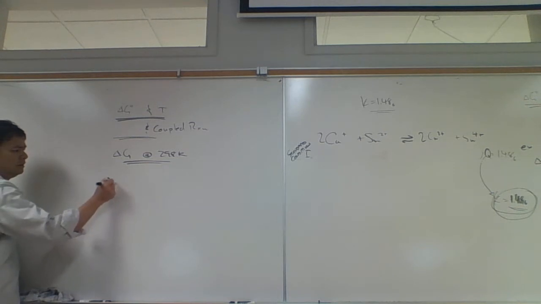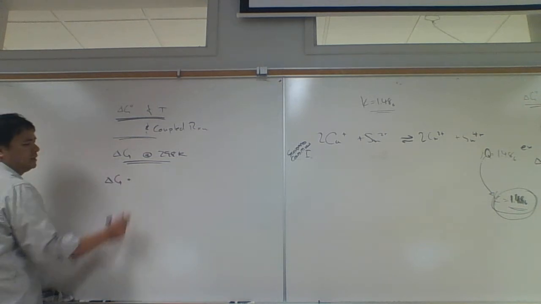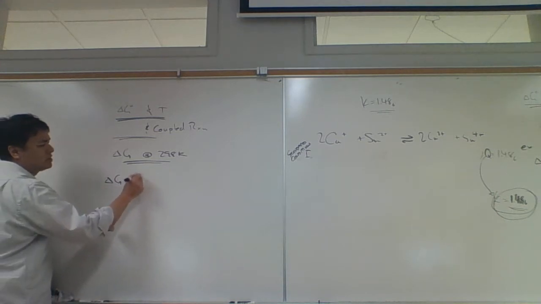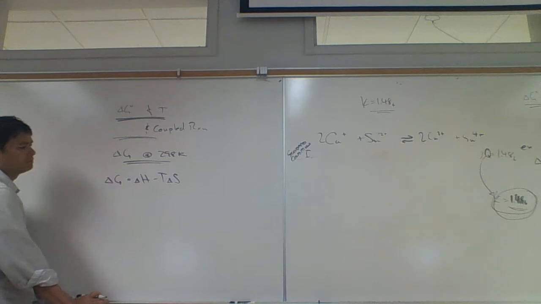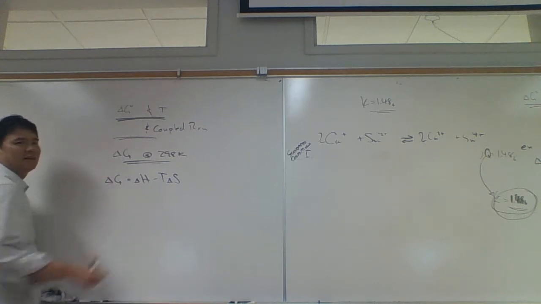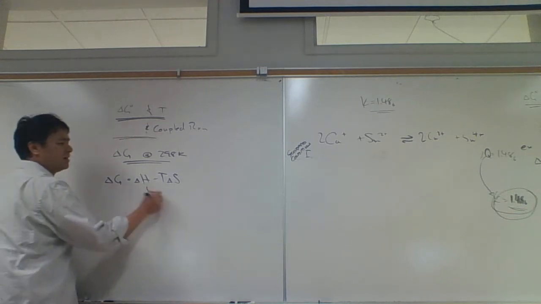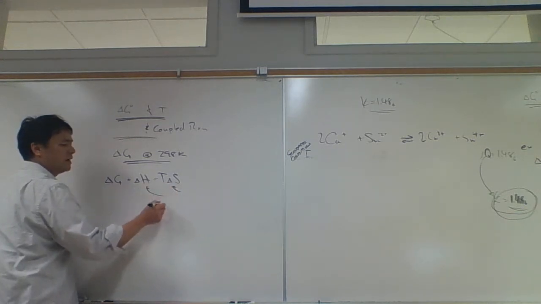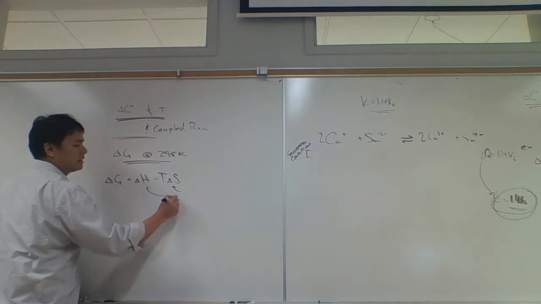Delta G under non-standard conditions is going to equal delta H under non-standard conditions minus T delta S under non-standard conditions. Well, do we have a table of delta H and delta S values under non-standard conditions? Unfortunately, we don't have this data, so we have to think of another way. Is there another way? Because this is not in Appendix D.